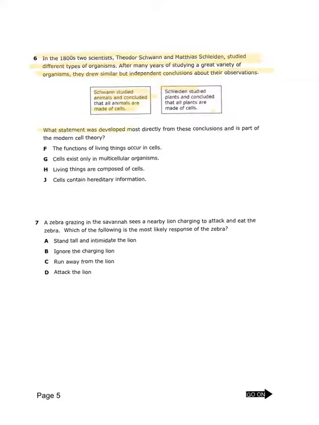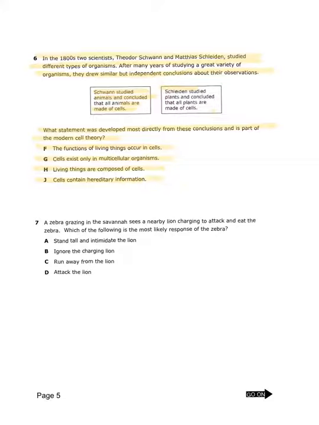Which statement was developed most directly from these conclusions and is part of the modern cell theory? F, the functions of living things occur in cells. G, cells exist only in multicellular organisms. H, living things are composed of cells. J, cells contain hereditary information.